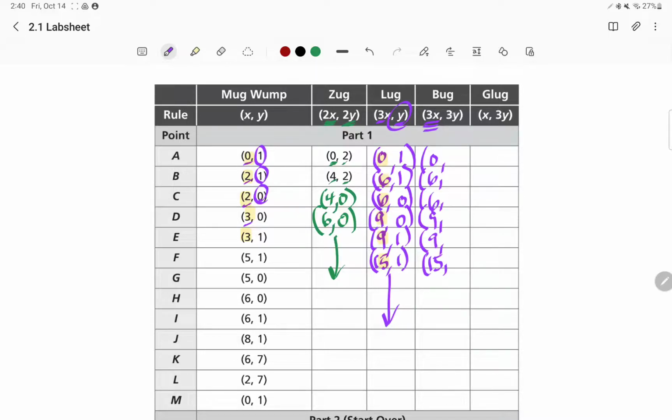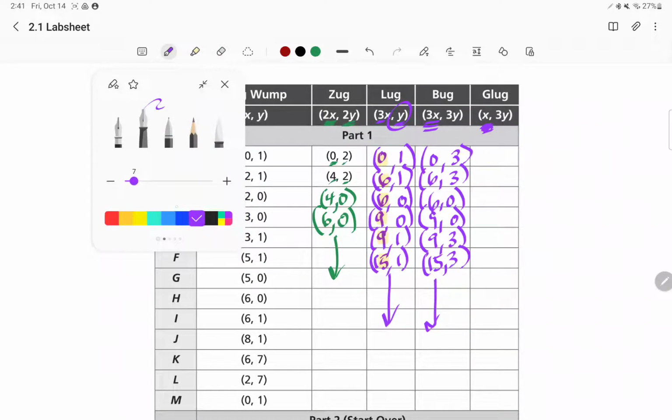And then you're going to be taking the y values and multiplying by 3. So it's going to be 3 times 1, 3 times 1, 3 times 0, 3 times 0, 3 times 1, 3 times 1, and so forth. Now with Glug, the last one, this person is a mix of Lug and Bug. Well, kind of, I guess, because this first one is just multiplied by x, so all of those x's are going to be the same as what we see back here.